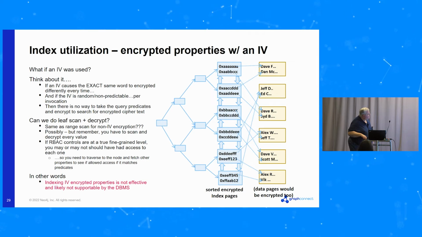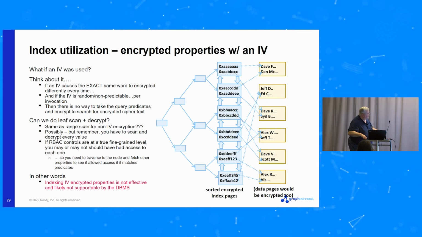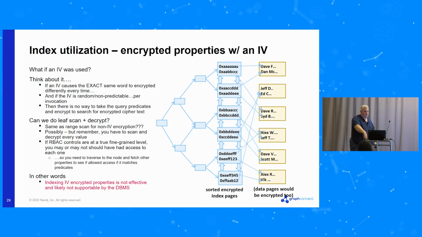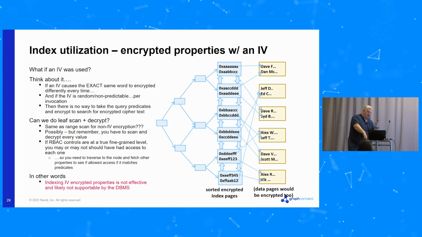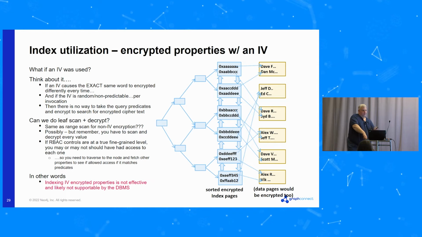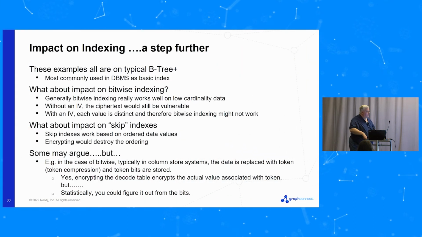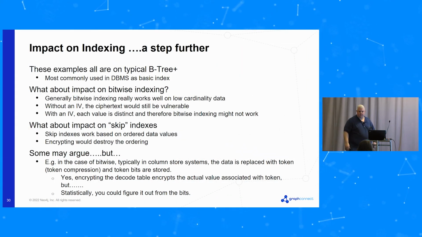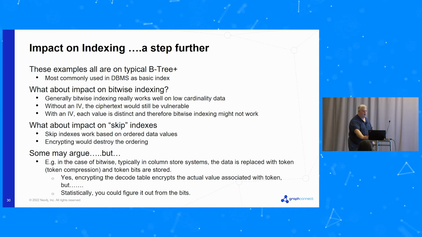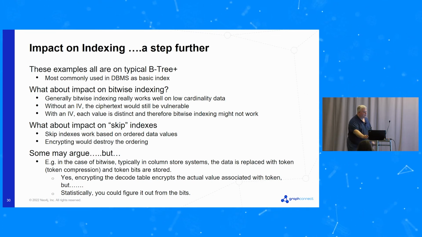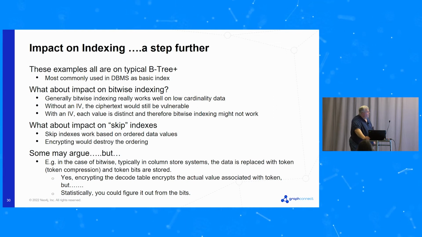But what happens if you use an initialization vector? That means the same word encrypted, unless you use the exact same initialization vector, is going to be encrypted differently every time. And the initialization vector is typically in the hashing of the encrypted value, so you don't know it when you do the query. So once you encrypt it with an initialization vector, it all becomes scan everything and decrypt. That's why they tell you on high cardinality data, don't use an initialization vector. You can never index it.